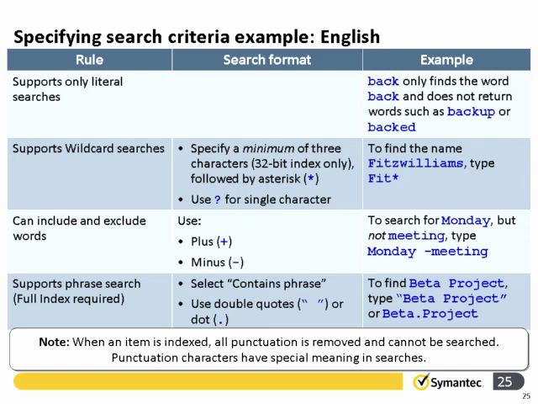Also, just a couple of other notes: when an item is indexed, all the punctuation is removed, and you cannot search for punctuation items. That's because, as you can see, we're using asterisks and question marks as special characters in the search, so they're not available for searching based upon them being punctuation characters.